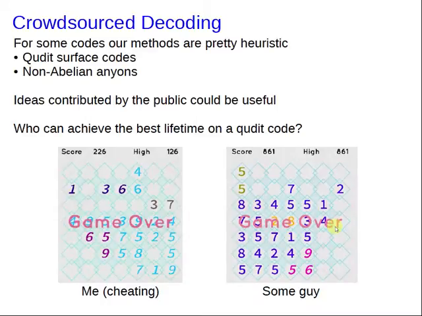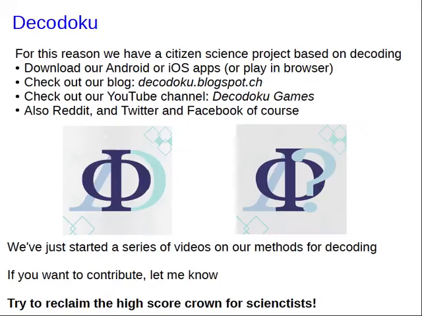So currently, if you have a QDit code according to this error model, who can achieve the best lifetime? If I do it with all of my knowledge, and I cheat by knowing where the errors happened, I get this lifetime of 226. But some guy who didn't cheat got 861. So that just goes to show how useless we all are in comparison with... Yeah, but he typically gets a lot higher than this. Like, if he got that, he would think, oh, I messed up. So he is pretty awesome.